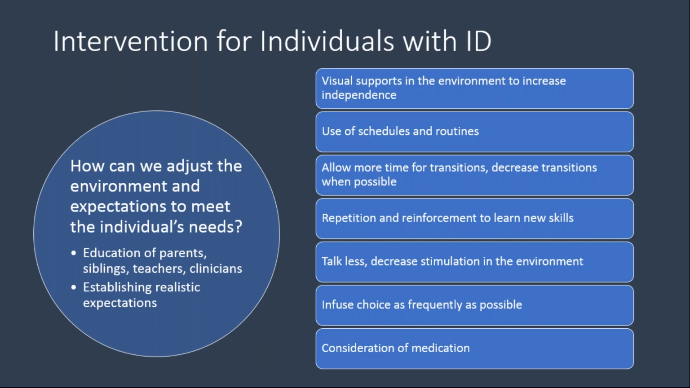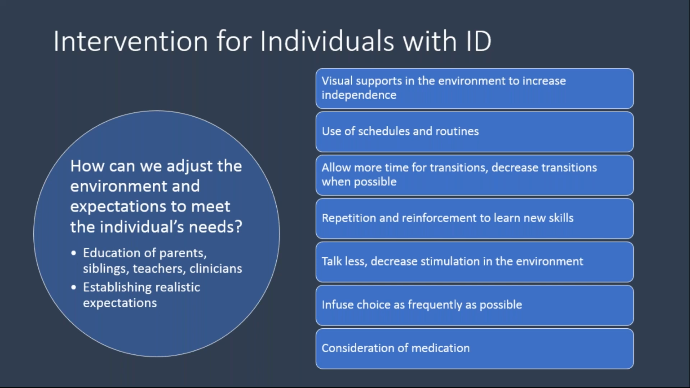And because we know that transitions are hard, we often want to think about how can we allow for more time when we have to transition from one activity to another or one place to another. How can we generally just decrease the number of transitions that this individual has throughout their day so that they don't have to stop and start as many times? And then when we do have a transition, how are we helping to prepare them for that transition? Letting them know what's coming, helping to externalize time for them so that they can see, for example, maybe with a timer, okay, there's 2 minutes until I have to do something different.